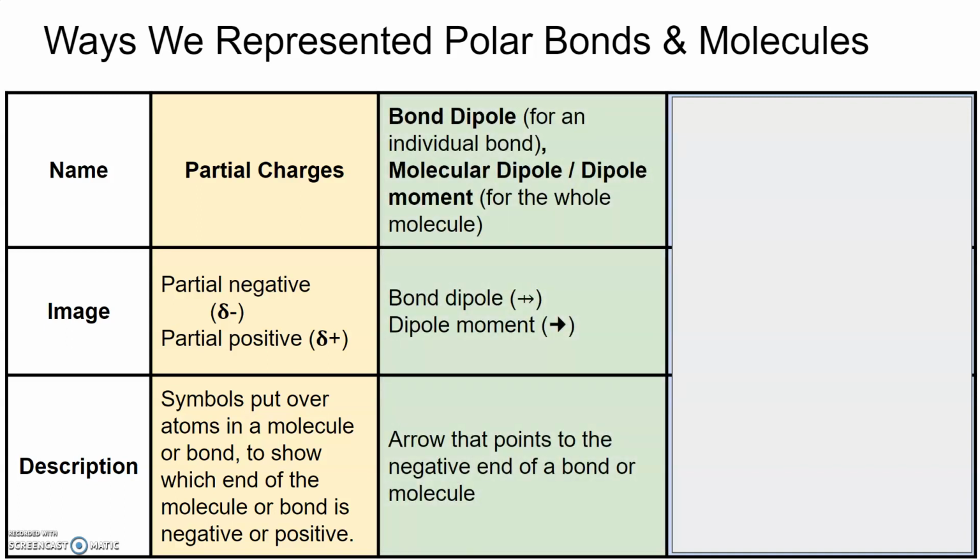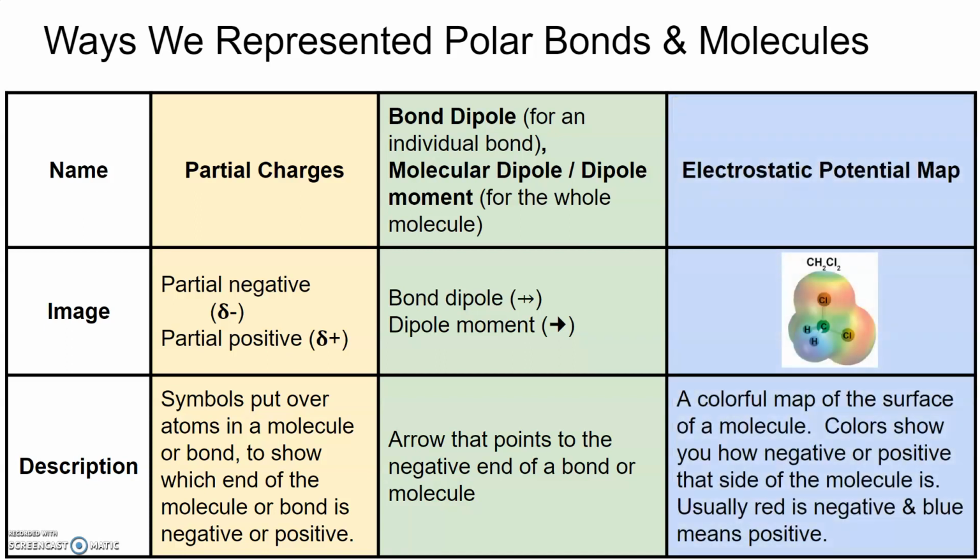The second representation that we use are these arrows. They're known as bond dipoles if you're looking at an individual bond, or molecular dipole, also known as a dipole moment, for the entire molecule. Bond dipoles are the little arrows with a plus sign on one end, and the dipole moment is usually a bigger arrow with no plus sign. In both cases, the arrow points to the negative end of the bond or molecule.